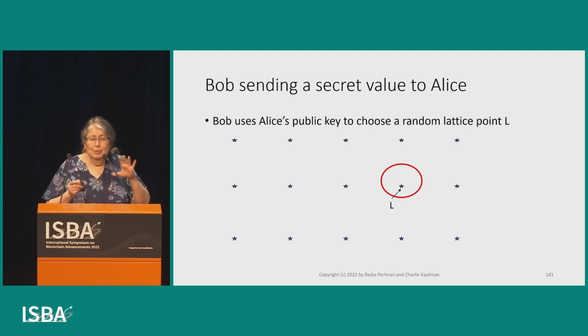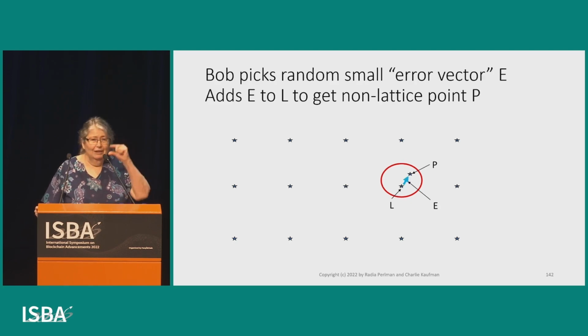He picks what's called an error vector, which is a small vector, with just small numbers, and adds that to the random lattice point that he calculated using the bad basis. So if L is the lattice point, he adds this little thing, the error vector, to it, and he gets some point that's not in the lattice. It's just a random-looking point in n-dimensional space. And that's what he tells Alice. He tells her that point.